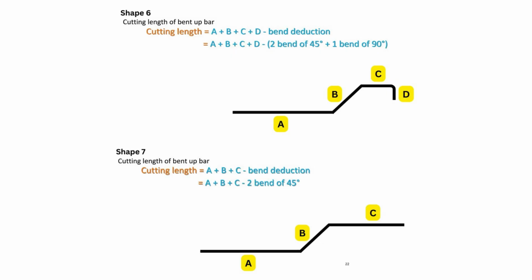Total bend deduction equals 2 times 0.3d equals 0.6d. So the final formula is cutting length equals A plus B plus C minus 0.6d. By applying these deductions correctly, we reduce errors and avoid material wastage during cutting and bending.